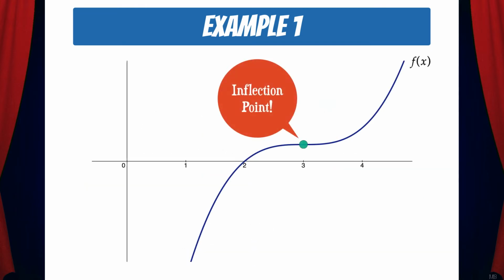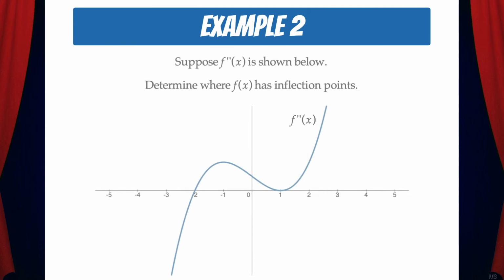And here's a graph of f of x, where we can see the inflection point at (3, f of 3). Let's do another example. Suppose f double prime of x is shown below. Determine where f of x has inflection points.